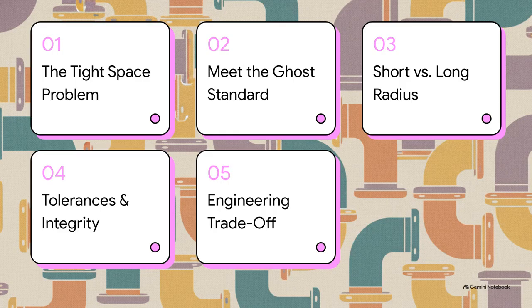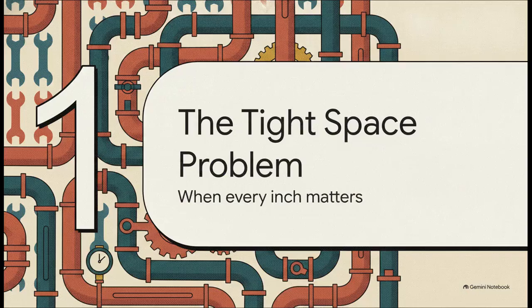Here's our agenda for today. First, the tight space problem. Second, meet the GHOST standard. Third, short versus long radius. Fourth, tolerances and structural integrity. And finally, the engineering trade-off. Let's get started. Section 1.